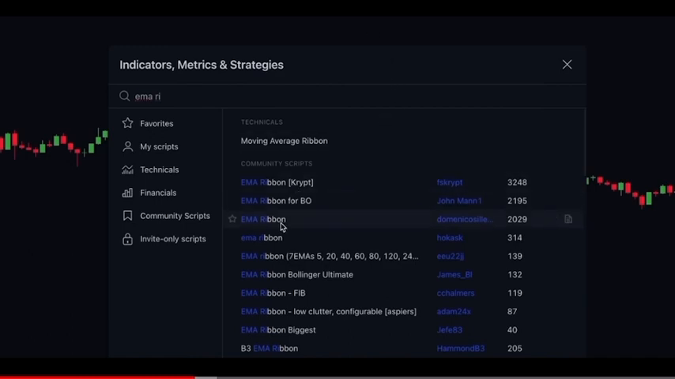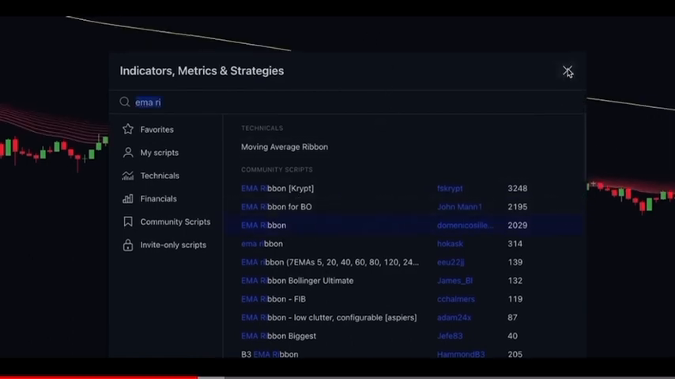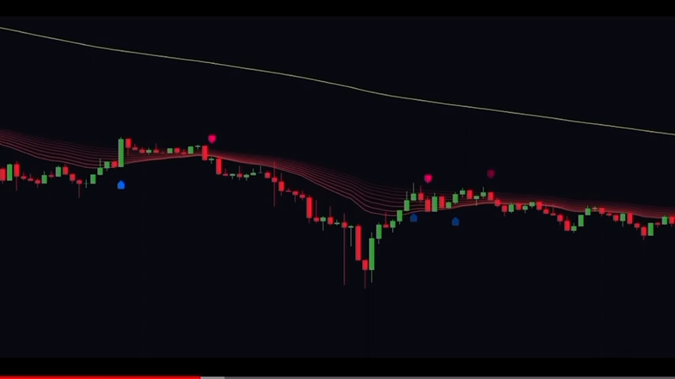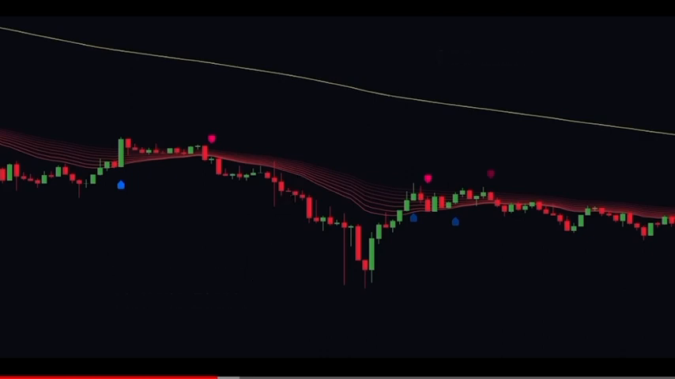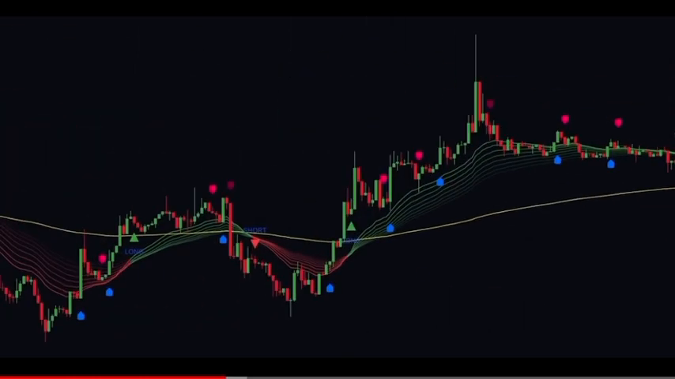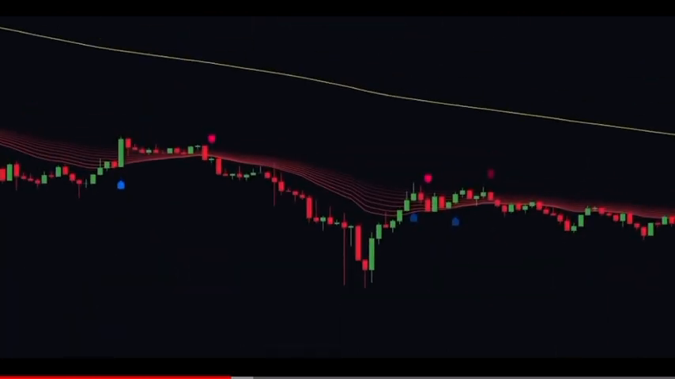The exponential moving average ribbon is a trading indicator that consists of multiple exponential moving averages plotted on a price chart. This tool is used to identify the direction and strength of a trend in the market. The EMA ribbon is created by plotting several EMAs with different time periods. The moving averages are then stacked on top of each other, creating a ribbon-like appearance on the chart. When the ribbon is sloping upwards, it indicates that the market is in an uptrend, and when the ribbon is sloping downwards, it indicates that the market is in a downtrend.